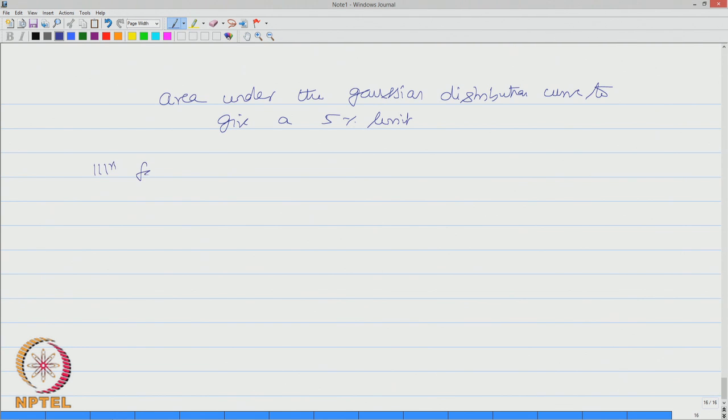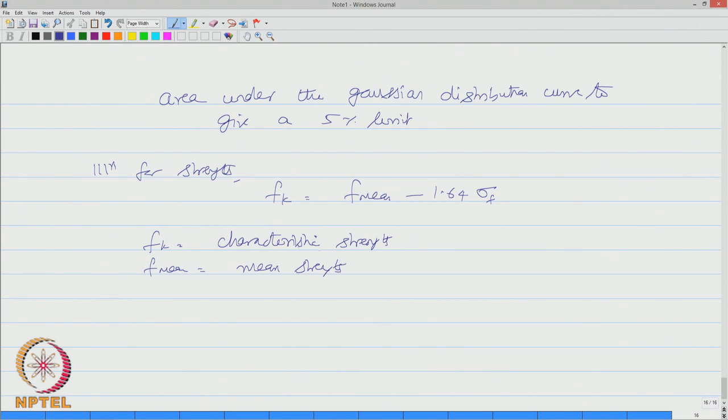Similarly, for strength, Fk can be F mean minus 1.64 sigma f, where Fk is the characteristic strength, F mean is the mean strength and sigma f is the standard deviation of the strength of the material.